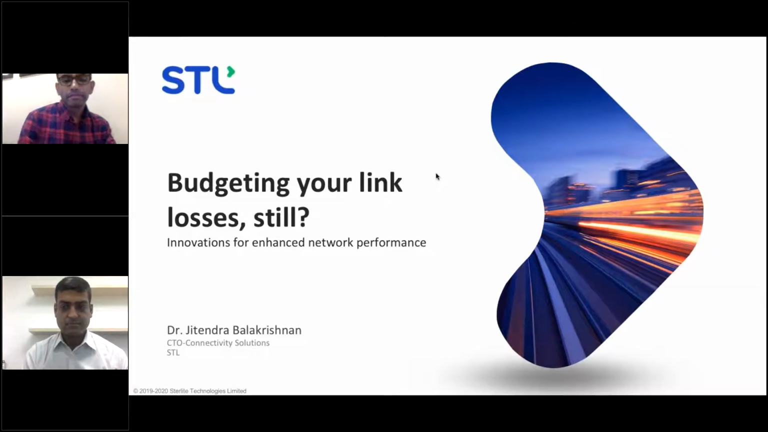Jitendra will be presenting and discussing the topic, Budgeting Your Link Losses Still: Optimize your network ownership cost. And Alok will help us moderate the session today.